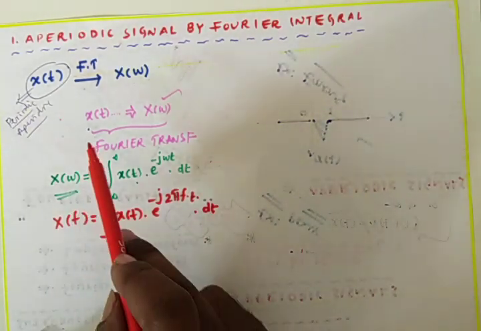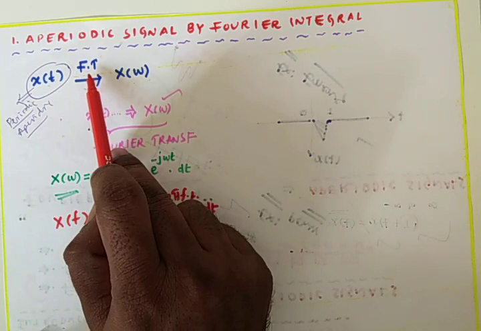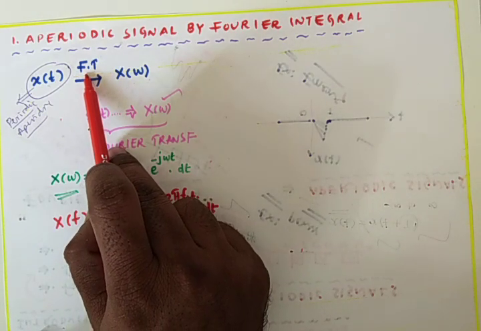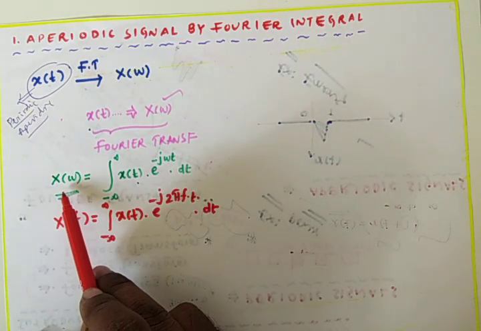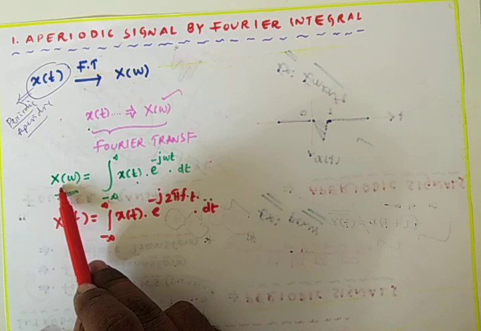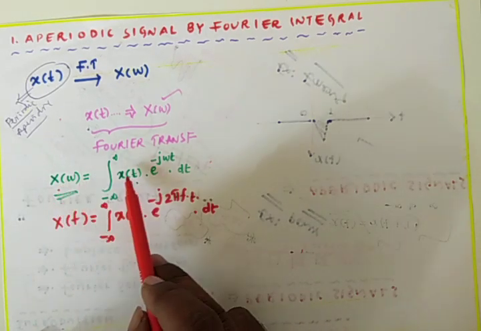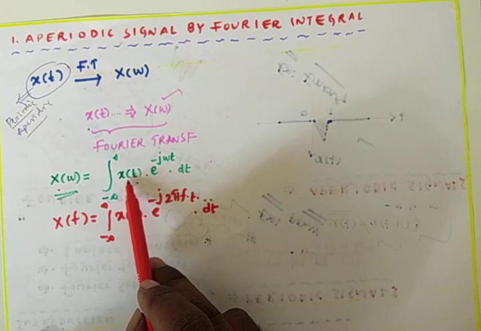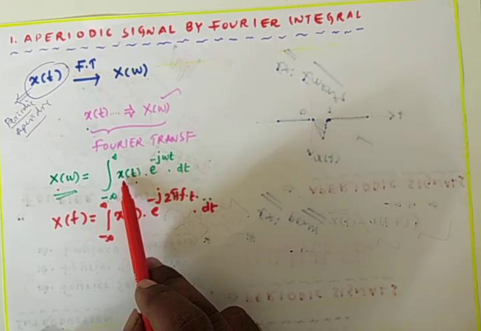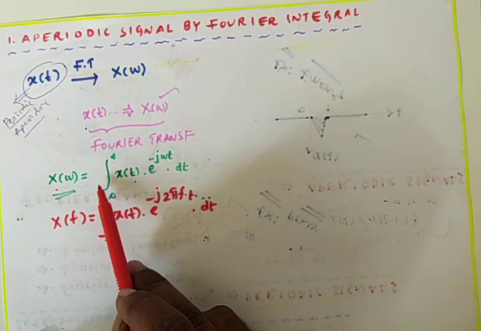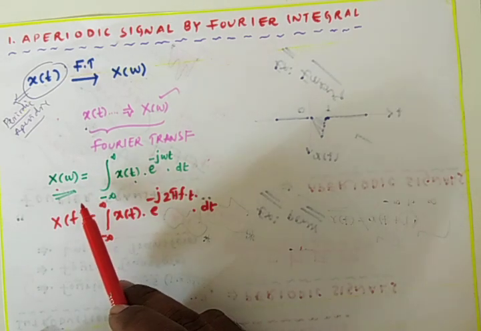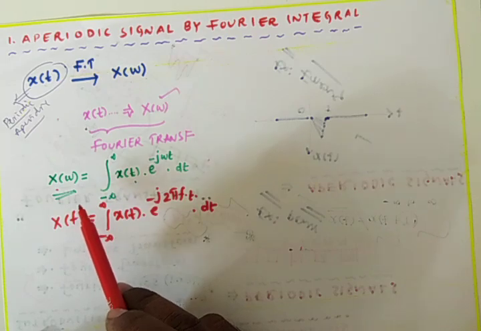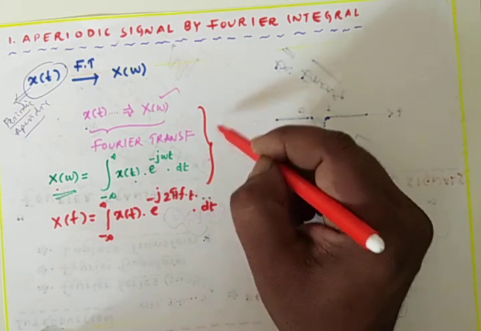Here the point is very clear. X of t is a time domain signal on which we applied the Fourier transform, so that we get the frequency domain signal. X of omega is the frequency domain signal we get by applying the Fourier transform on the continuous time signal x of t. Here x of t is the time domain representation of the signal, and x of omega or x of f is the frequency domain representation. Similarly, x of t can be obtained from x of omega. This is called the Fourier transform.